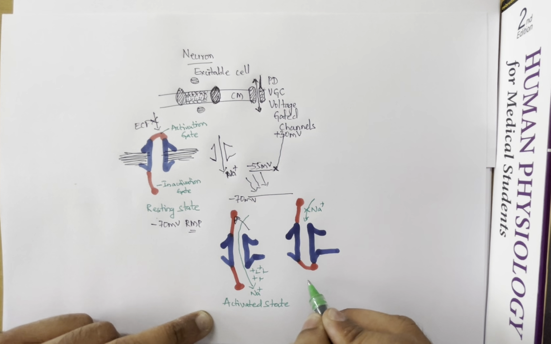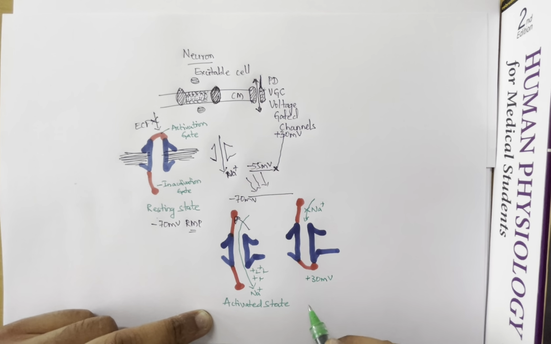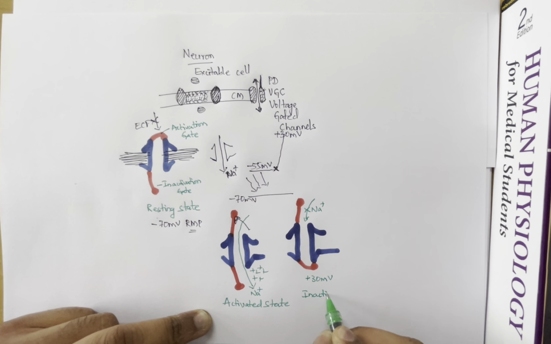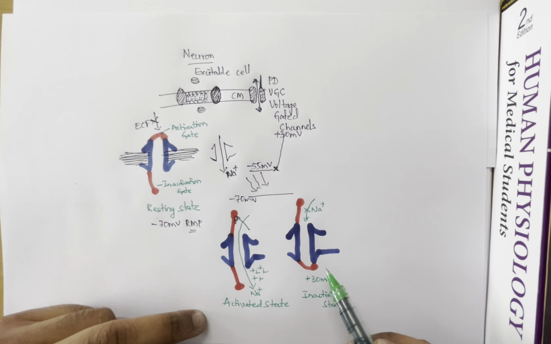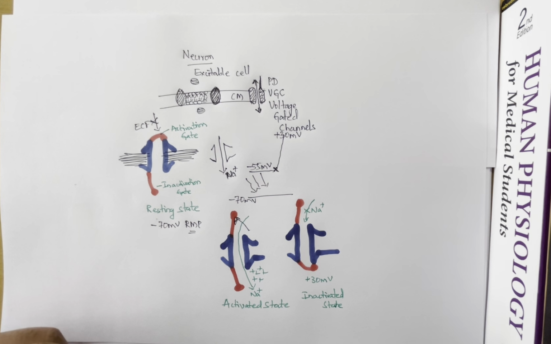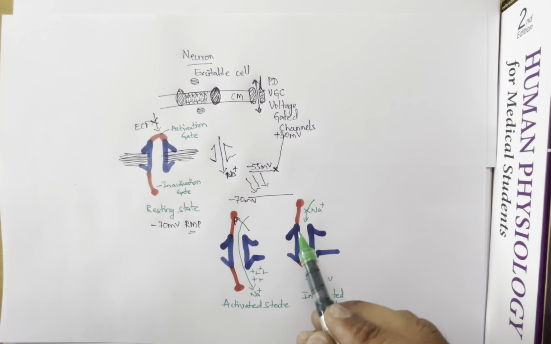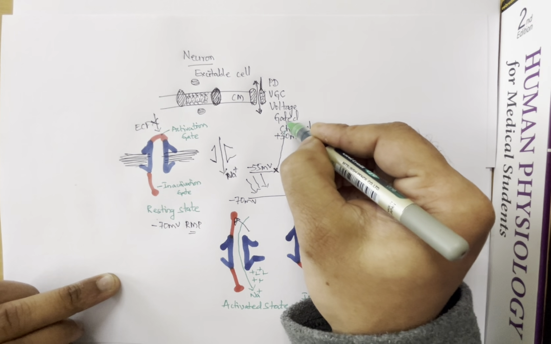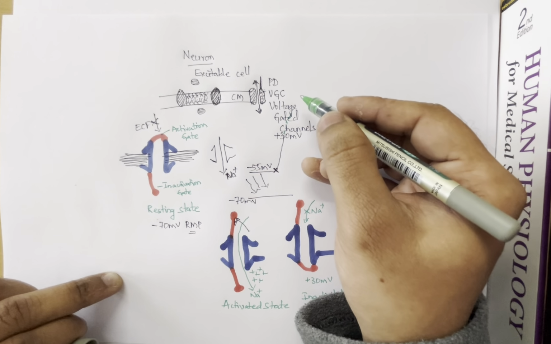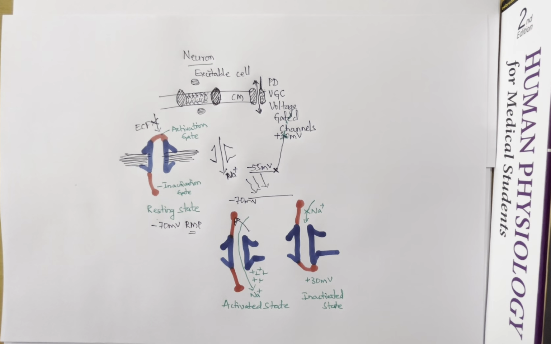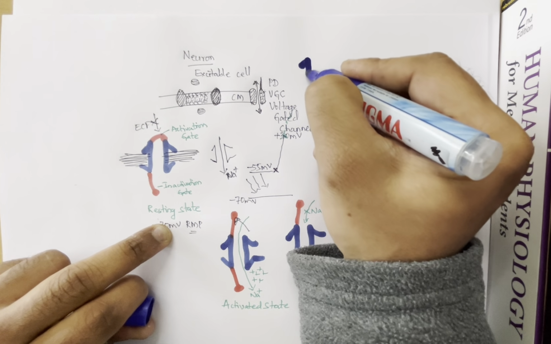So at plus 30 millivolt, because of inactivation of voltage gated sodium ion channels, that is closure of the inactivation gate resulting in the inactivated state of this sodium ion channel, no more positive sodium ions can enter into the cell. So from plus 30 millivolt it cannot move towards more and more positivity, it arrests at plus 30 millivolt. And simultaneously, there is opening up of potassium channels.